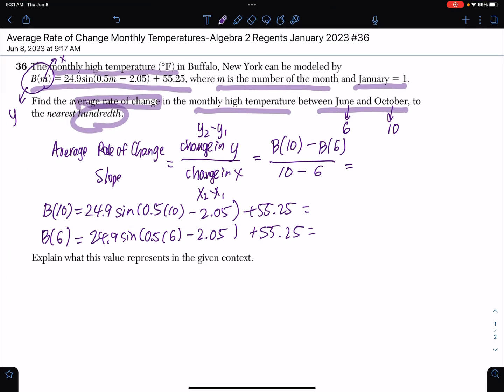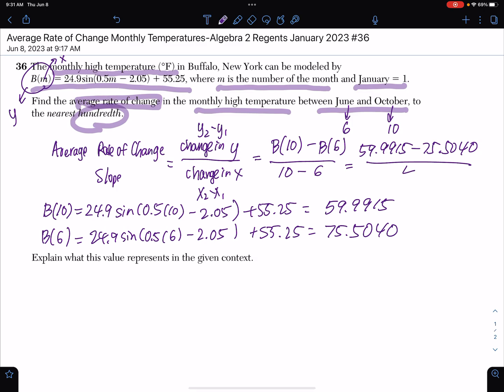And so let me just write in the values. This one here was 59.9915, and this was 75.5040. So that's 59.9915 minus 75.5040, divided by 10 minus 6, which is 4. And so the top number, when we subtract it, we get negative 15.5125. And divided by 4, we get negative 3.8781.